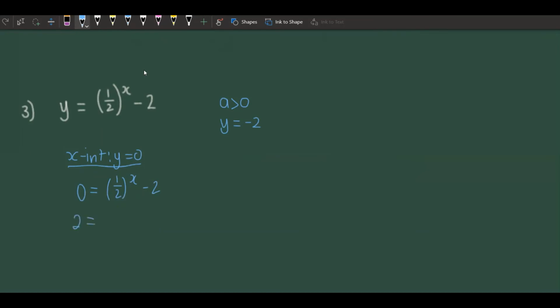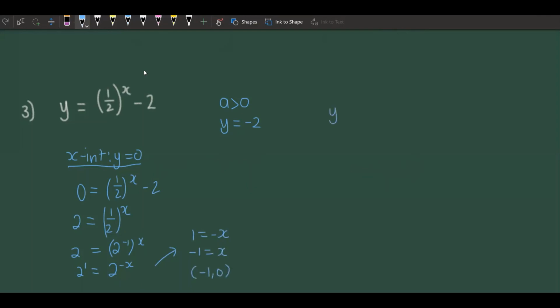So we'll take the 2 over to the other side. We have to make the bases the same. So we can write 1/2 as 2 to the power of -1. So this here is 2 to the power of 1 is equal to 2 to the power of -x. And once the bases are the same, we can drop the bases. So this here then gives us 1 is equal to -x. And solving for x, we get x is -1. So our x-intercept is (-1, 0).